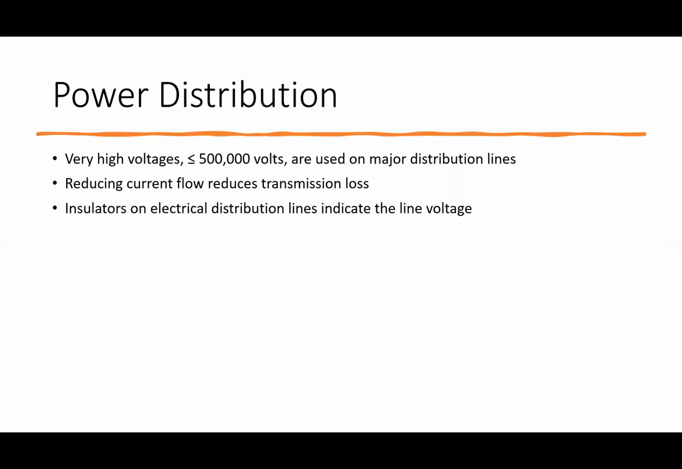Now we move on to power distribution. High voltages are what we consider up to 500,000 volts. These are used on major distribution lines. They do this because for a given electrical load, more voltage means less current. This reduces the current flow, which reduces the transmission loss, or the power loss just through moving the energy from one point to another point. Insulators on electrical distribution lines indicate the line voltage. The larger the insulator, the higher the voltage.